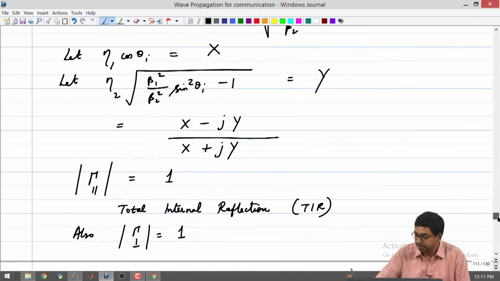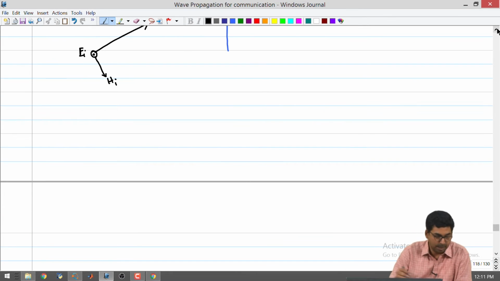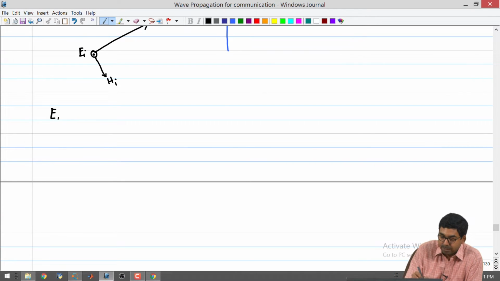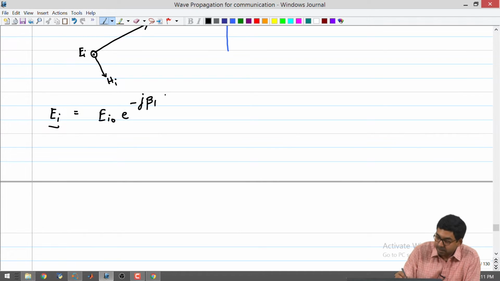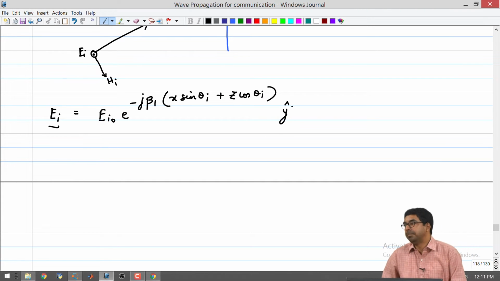So, I go back and write down my incident field. E_I has a magnitude of E_I0, and the phase part is e^(-jβ1(x sinθ_I + z cosθ_I)), in the y direction, ŷ. It is identical to what I had written before.